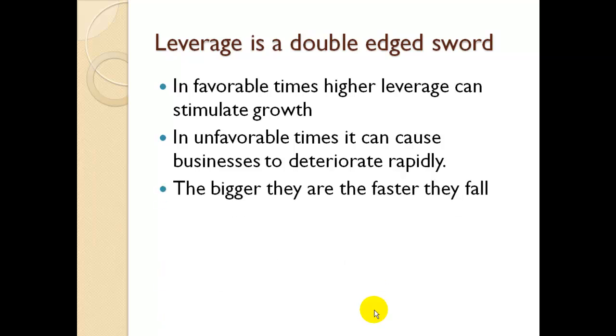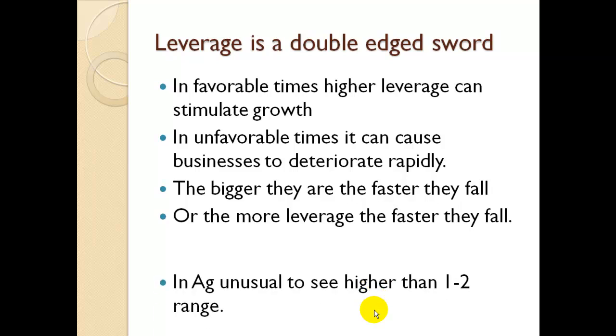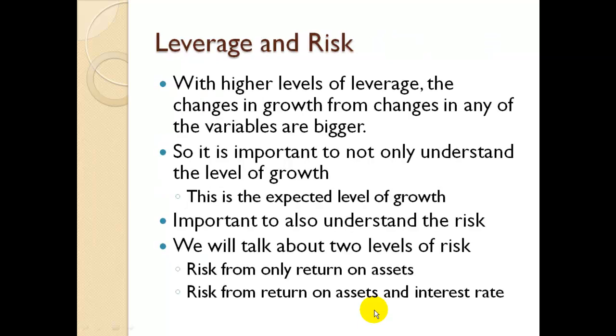Sometimes we've heard the term, the bigger they are, the faster they fall. Or in this case, the more leverage they have, the faster they fall. But they also have the chance to increase their equity too. In ag, it's unusual to see a higher debt to equity ratio than a 1 to 2 range, and a lot of times it's actually not higher than 1. In other businesses that don't face all the risks that agriculture does, you may see much higher debt to equity ratios. So, leverage and risk.